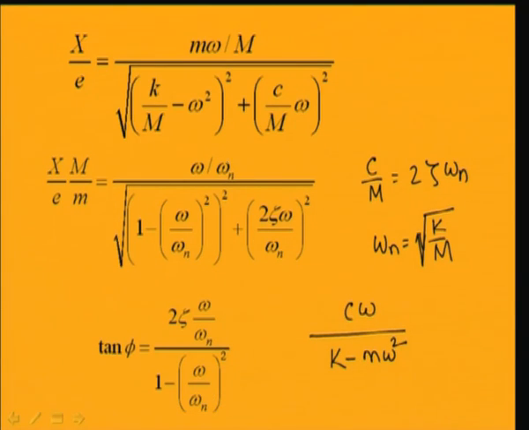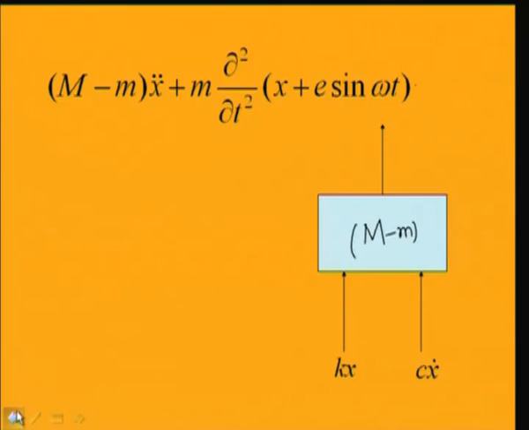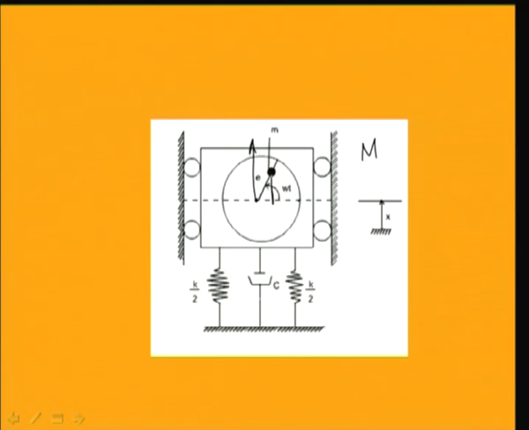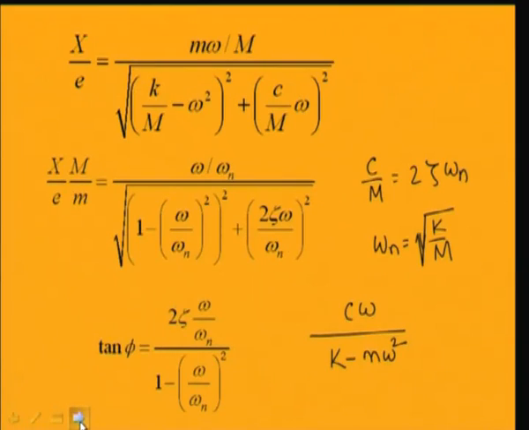From this you may observe that e is the eccentricity of the unbalanced mass of the rotor, and X, the capital X, is the amplitude of vibration. So the amplitude of vibration times the total mass of the system by the eccentricity times the eccentric mass equals (omega by omega n) square over root of ((1 minus (omega by omega n) square) whole square plus (2 zeta omega by omega n) whole square). When you are starting the machine, that is omega equal to 0, you can observe that this equals 0.